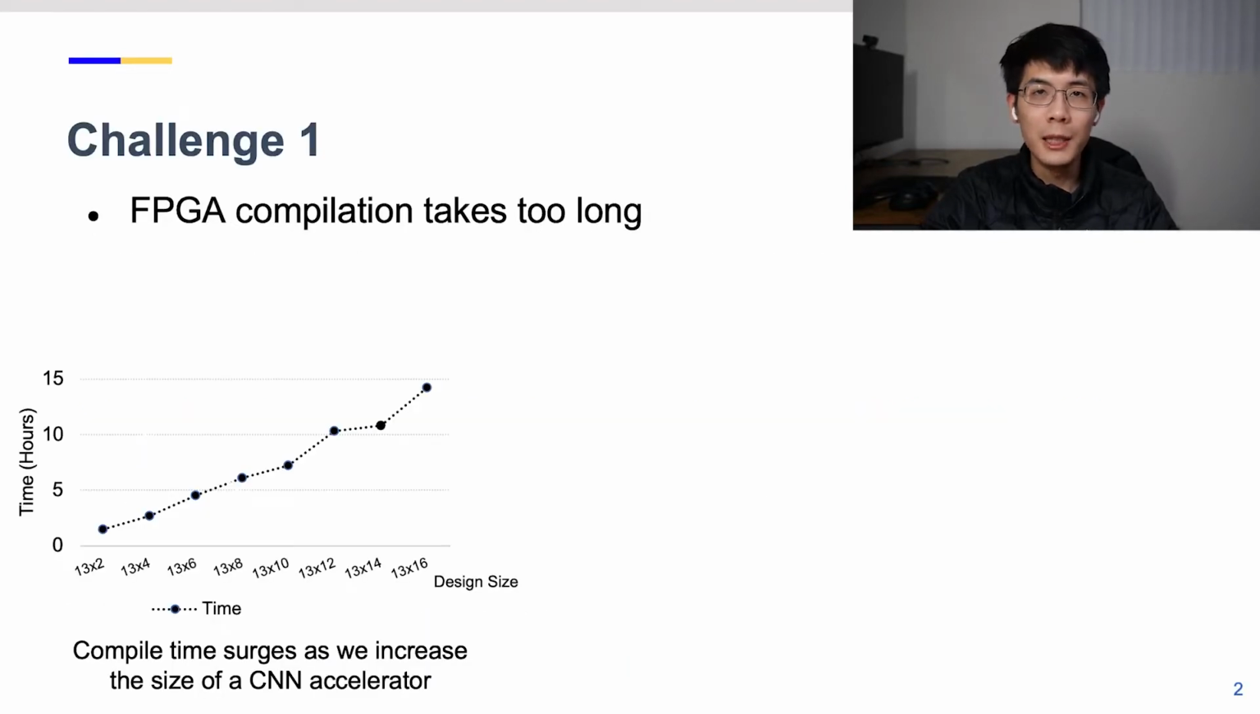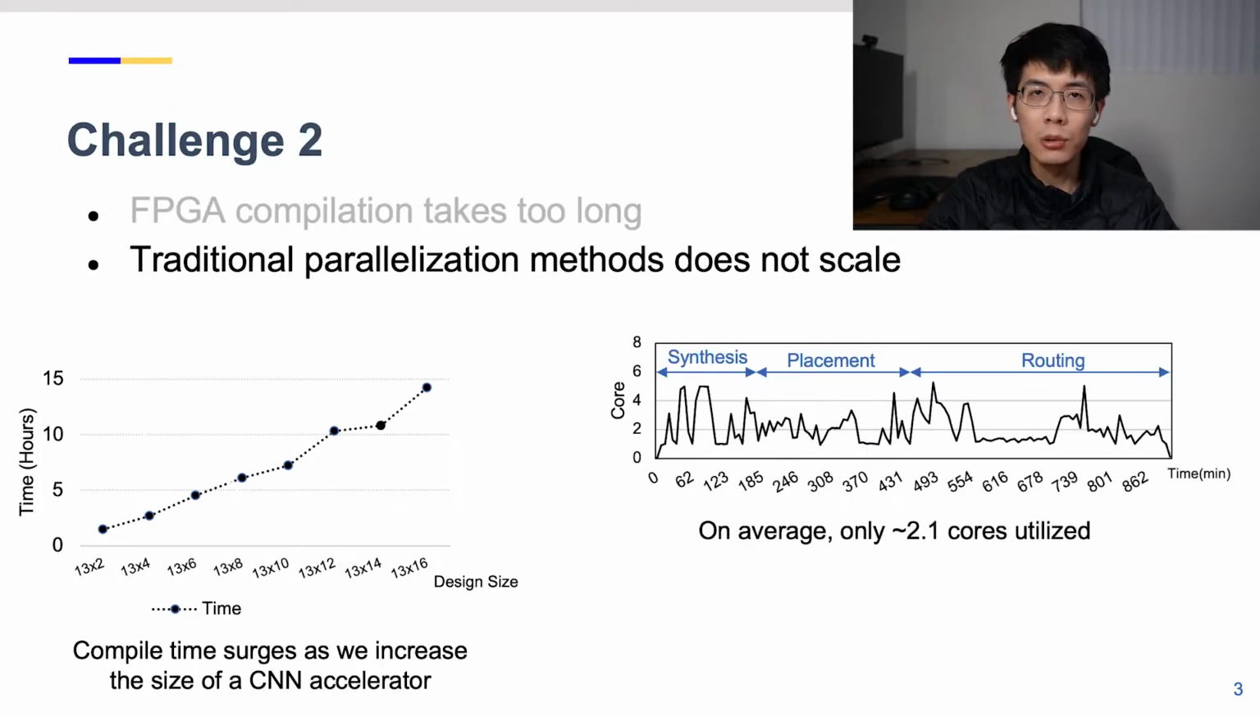Nowadays, both the capacity of the FPGA devices and the size of our designs are increasing dramatically. The result is a surge in compile time. It is not uncommon that a large design may take tens of hours to compile into hardware bitstream. Why is it so slow?